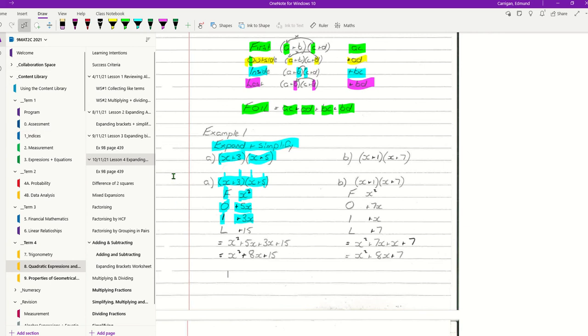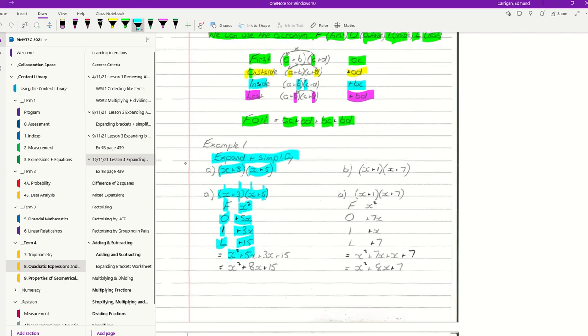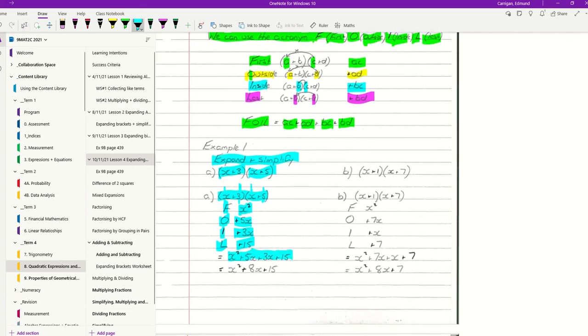Now, my last one, L, is the last one in the brackets, the 3 and the 5. I've got a plus and another plus. Two pluses is a plus. I've got plus 15. So just writing them out like we did before: x squared plus 5x plus 3x plus 15. Again, I collect my x terms: x squared plus 8x plus 15.